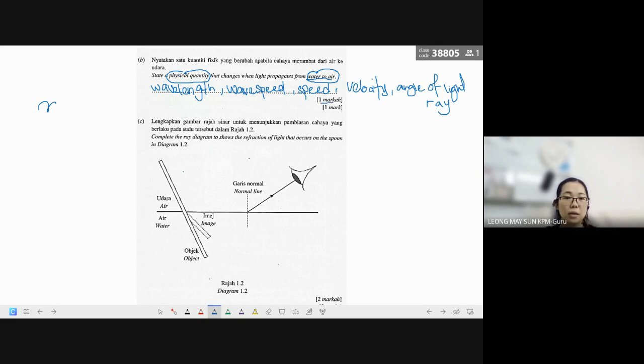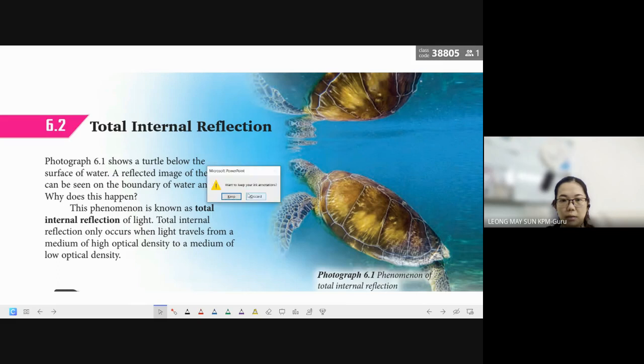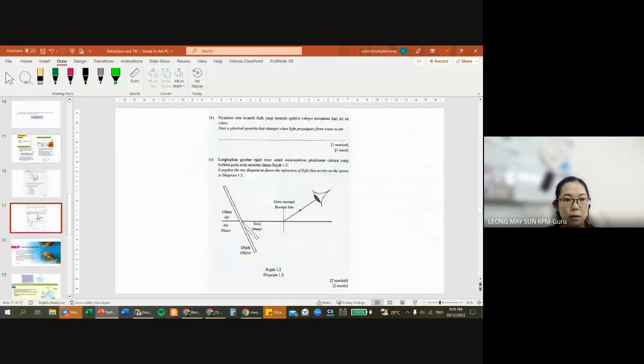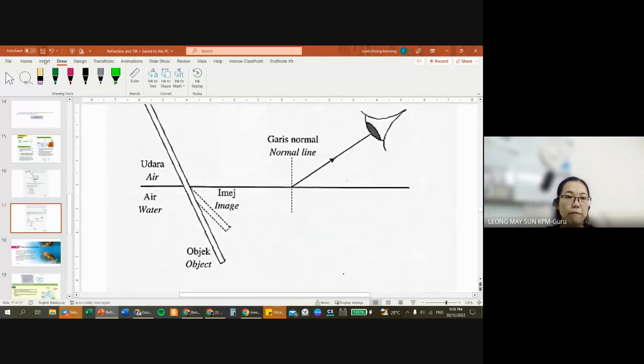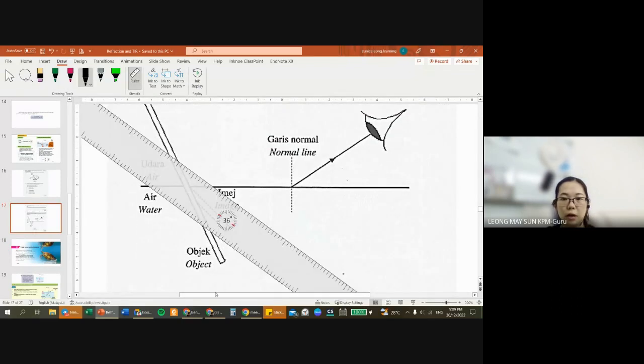Now, the next part is to complete the ray diagram to show the refraction of light that occurs on the spoon. They did give you the object and the image already. So I'm going to come out from PowerPoint because I want to use the ruler outside. So I'm going to show you how I answer this. First, I'm going to take the ruler out.